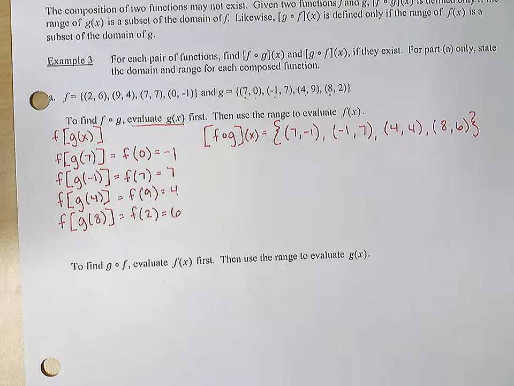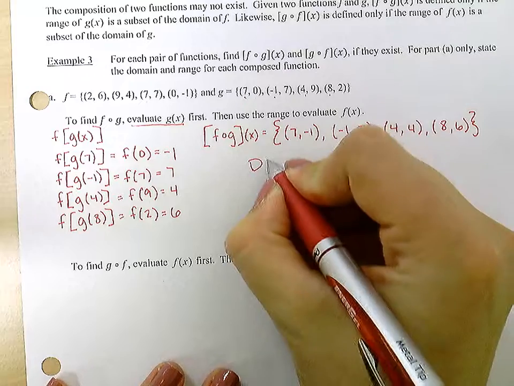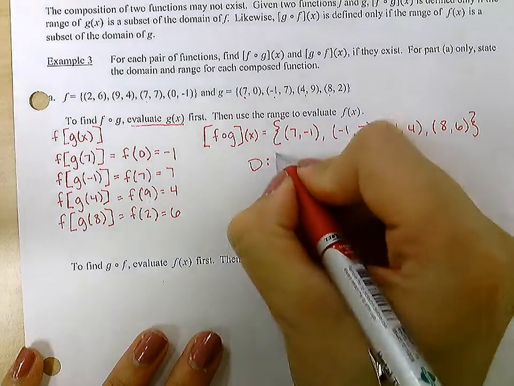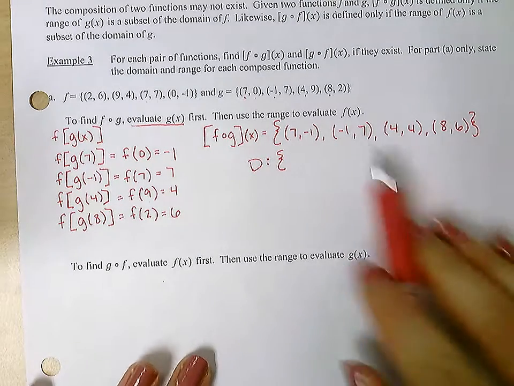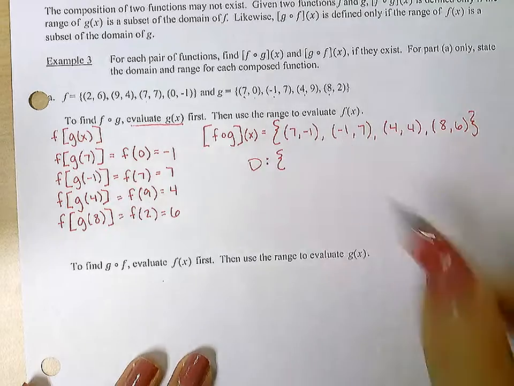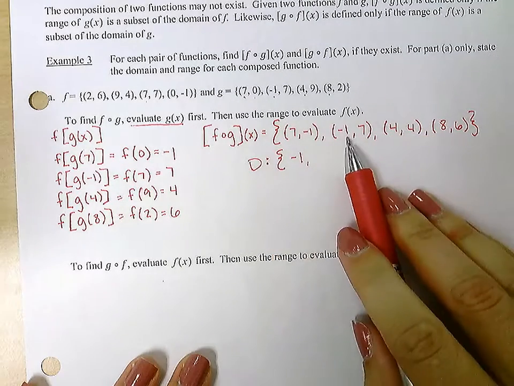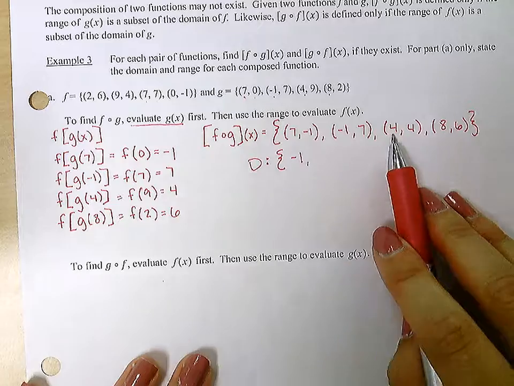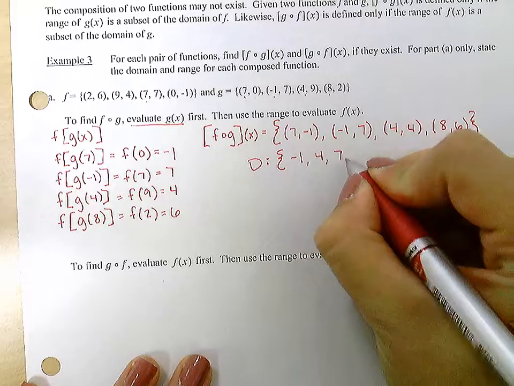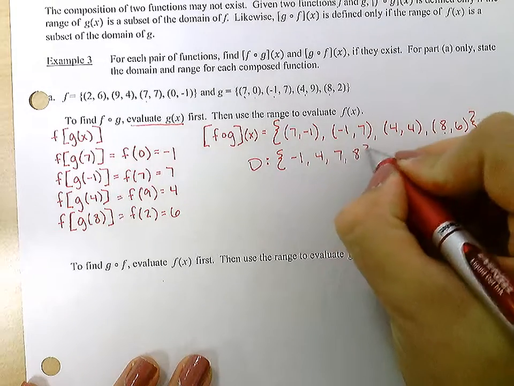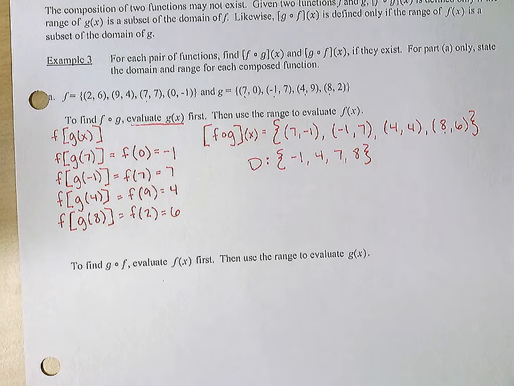Now it also wants us to evaluate the domain and the range. Well, with coordinate points, it's really easy. Our domain are x values, so the values we plugged in. The lowest x value we plugged in was -1, then 4, then 7, then 8. That's your domain. It's just the x values that you found or you plugged in.